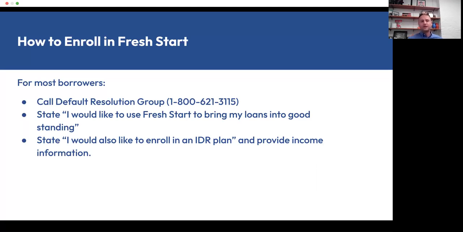If your loans are held by the Department of Education, and you can apply through the default resolution group, you can also do this online or by sending a letter in the mail, but really calling is the easiest way to go about doing this.